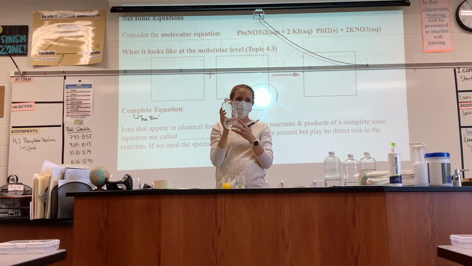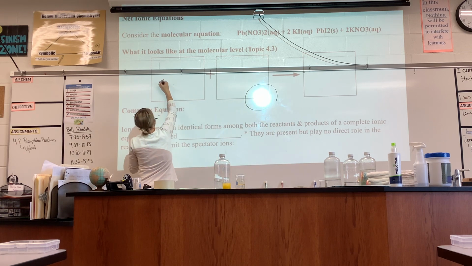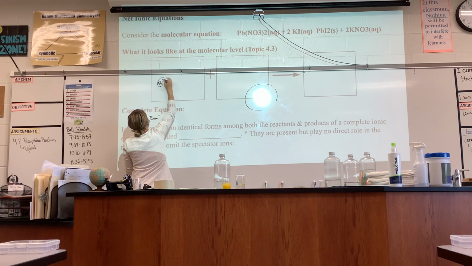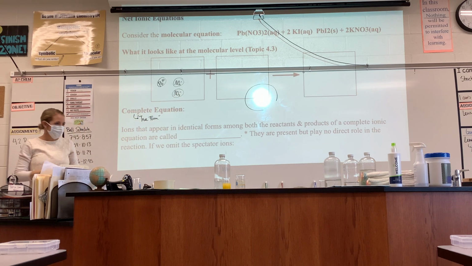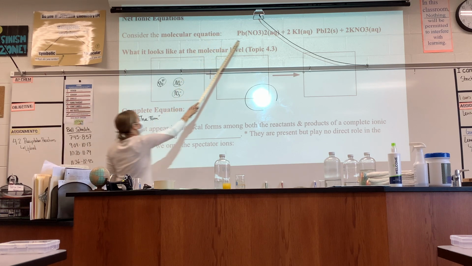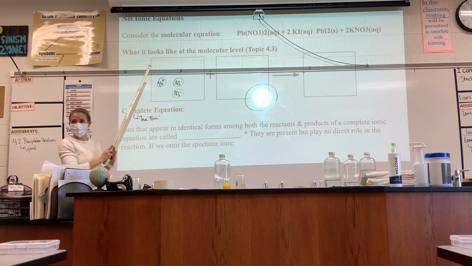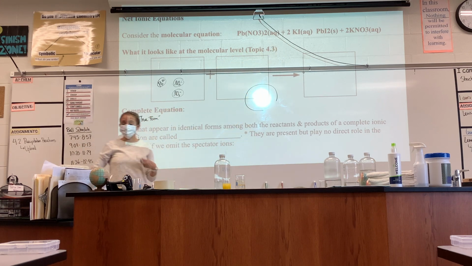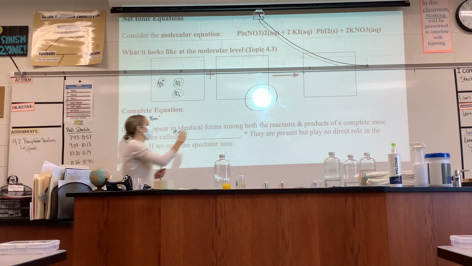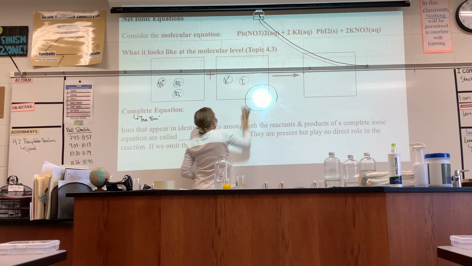Because it's aqueous and because it's ionic, the lead and the nitrate are separate from each other. So we're going to draw a Pb2 plus and 2 NO3 minuses. So if you want to draw an arrow just to help you, it really looks like that, right? Because they're separate from each other. Potassium iodide is also aqueous and ionic, so it will also separate. So we're going to have K plus and I minus.